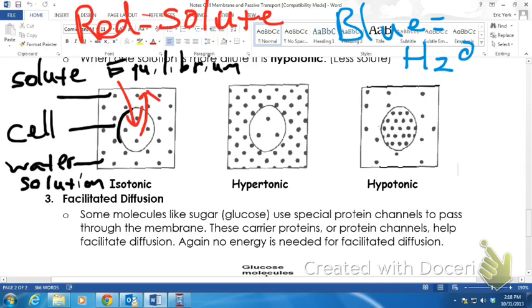The next one, we see that there is a lot more solute on the outside. If the solute moves from an area of high concentration to low concentration, where is the solute going to move? It's going to move into the cell. Because there's more salt on the outside, the salt is going to move into the cell. Similarly, in the last one, there's more salt inside of the cell, so where is that salt going to move? Outside. That's the path that the salt takes in each one.